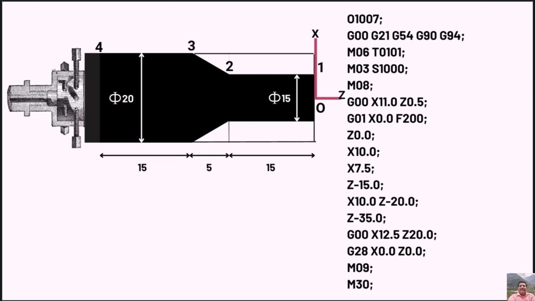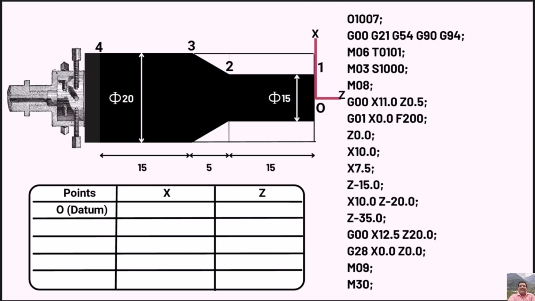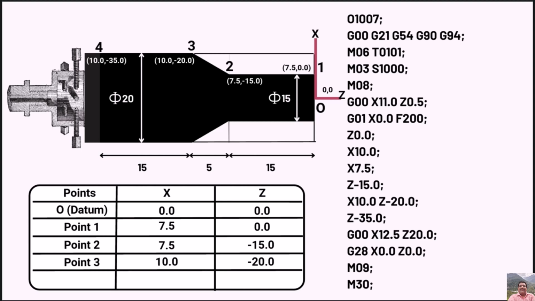Now we will write the corresponding workpiece position and X and Z coordinates in a table format so as to have a mathematical deduction prior to writing the program. So for the starting point or the datum, the coordinates are obviously 0, 0. For point 1, the coordinates are 7.5 and 0. 7.5 mm is for x-axis and 0 is for z-axis. For point 2, 7.5 is for x and minus 15 would be for z-axis. For point 3, 10 would be for x and minus 20 would be for z-axis. And finally for point number 4, 10 would be for x-axis again and minus 35 would be for z-axis.